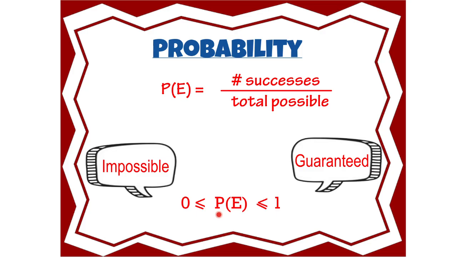All right, probability will always fall somewhere between 0 and 1. 0 is an impossibility, a 1 is a guarantee, anything in between. We typically will write probability as a fraction or as a decimal, not usually as a percent, not for what we're doing.